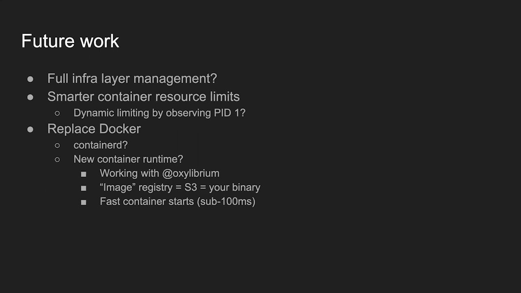It would be nice to have smarter container resource limits. I don't want to have to specify that in a config, so I would love to have it automatically figured out at runtime. Not using Docker would be nice for some properties that I'd like to get, so maybe I might switch to containerd. I've been working with a friend on this idea of a new container runtime. That's their Twitter handle if you're interested.